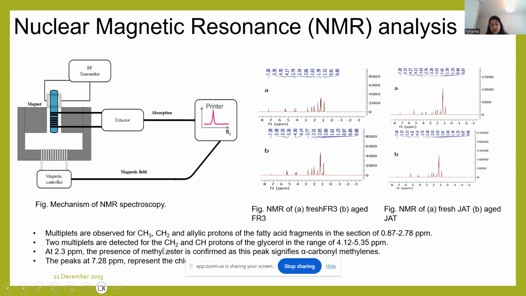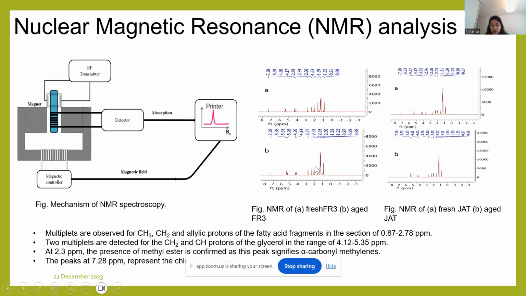So two multiplets are observed for the CH2 and CH protons of the glycerol in the range of 4.12 and 5 ppm. So we can see these two multiplets which are observed, and at 2.3 the presence of methyl ester. This is one of the most important points where we see the presence of methyl ester, as the peak signifies the carbonyl methylenes.